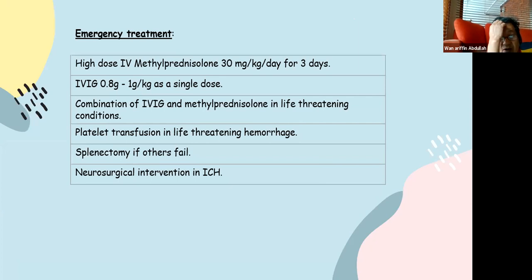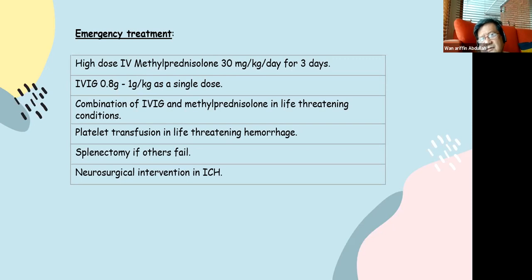And only if there is an intracranial bleed, then you want to give everything. You give methylprednisolone plus IVIG, and you give platelet transfusion as well, if it is life-threatening, like an intracranial bleed. Otherwise, you don't give platelet transfusion because it is of no use, isn't it, Nabila? Because the platelets will be destroyed by the antibodies. So what's the platelet lifespan? What's the platelet lifespan?